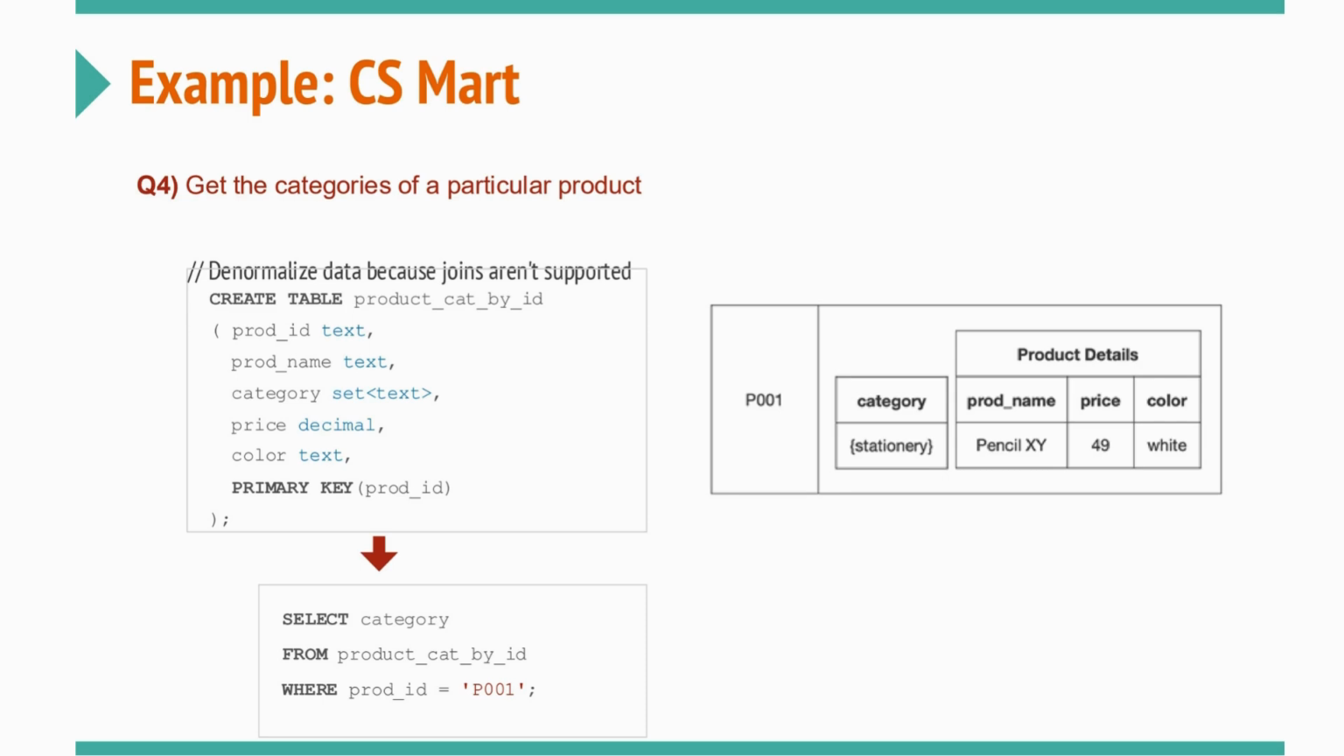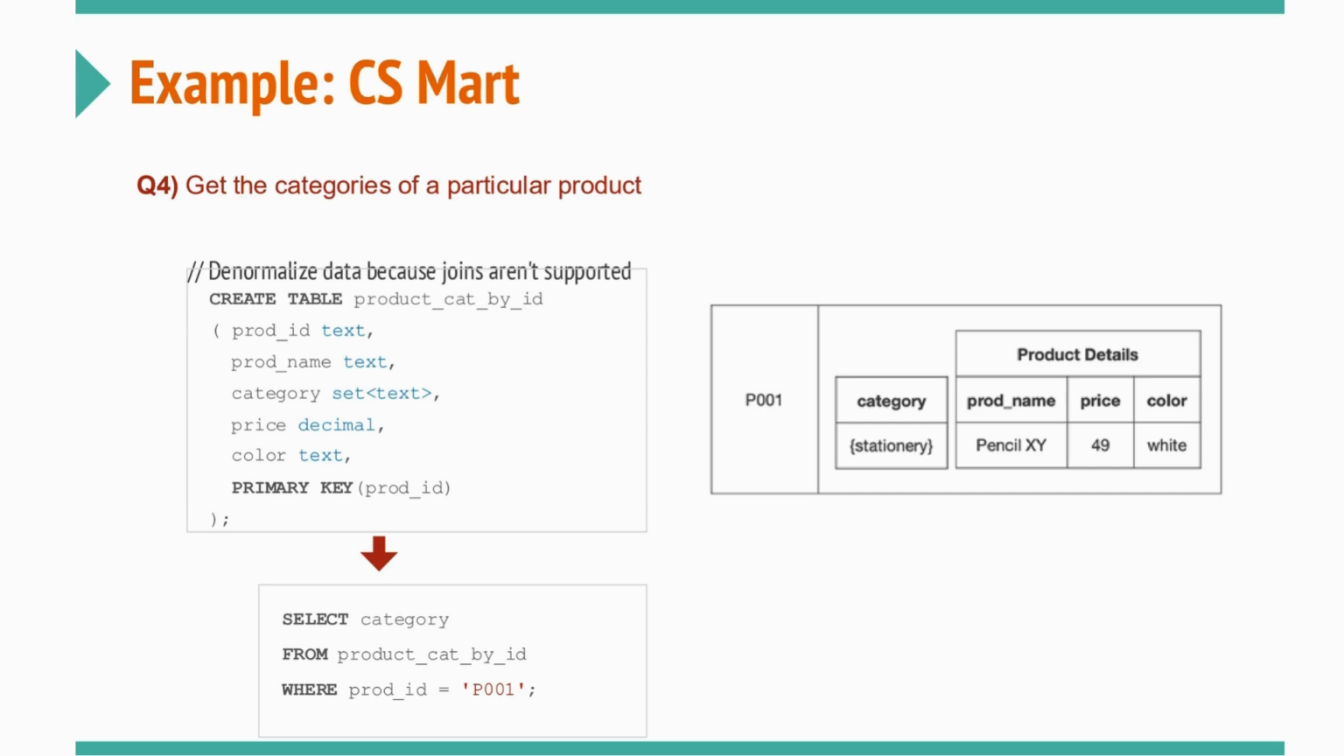To store the list of categories, we use one of Cassandra's special collection types, a set. A set is a collection of unique text values. So the category column can hold a list of all categories for that product. Now our query, select category from product_cat_by_ID where prod ID equals P001, is simple and fast.